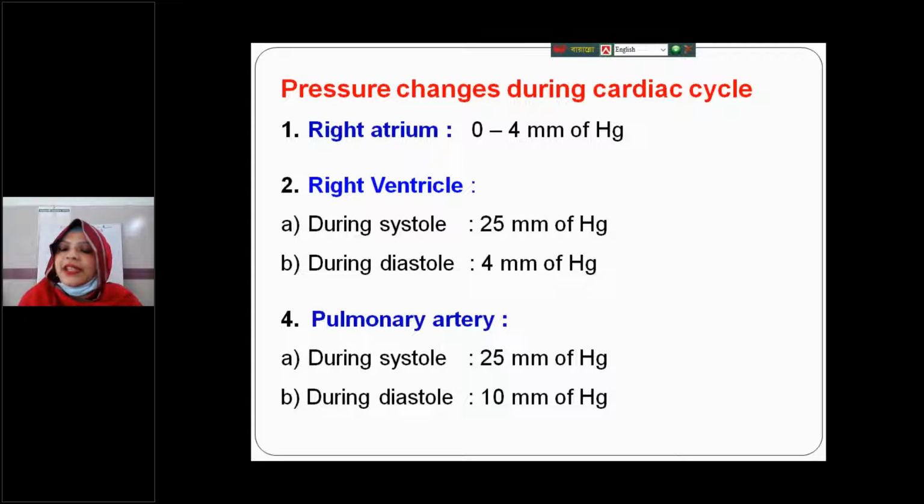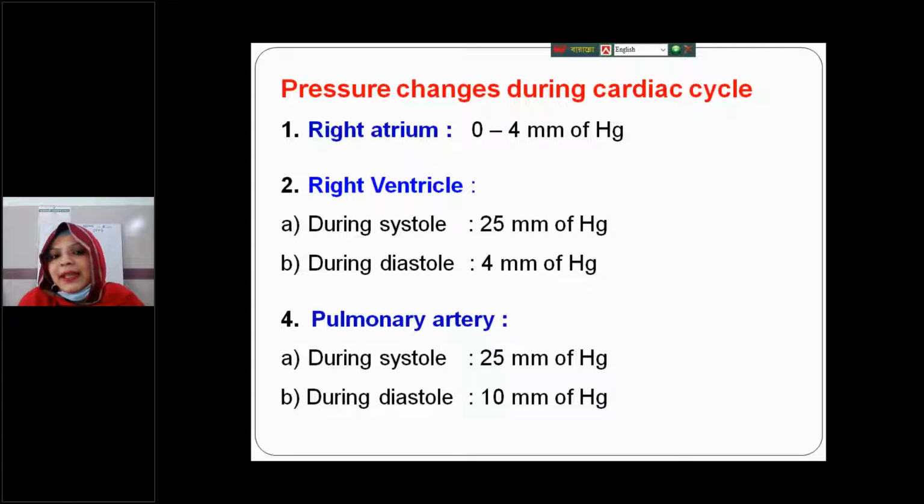Right atrial pressure ranges from 0 to 4 millimeter of mercury. You have to memorize these things very nicely. Now, right ventricle pressure: during systole 25 millimeter of mercury, and during diastole 4 millimeter of mercury.